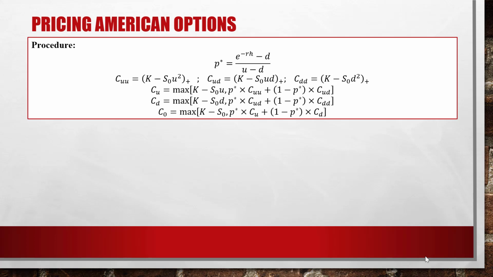Then we have to calculate CU. CU is the maximum between K minus S naught U, and e^(-rh) times (B star times CUU plus 1 minus B star times CUD). CD is equal to the maximum between K minus S naught D, and e^(-rh) times (B star times CUD plus 1 minus B star times CDD). C naught is equal to the maximum between K minus S naught, and e^(-rh) times (B star times CU plus 1 minus B star times CD). So for American option, you cannot jump from the end nodes to the initial node. We have to calculate the middle nodes.